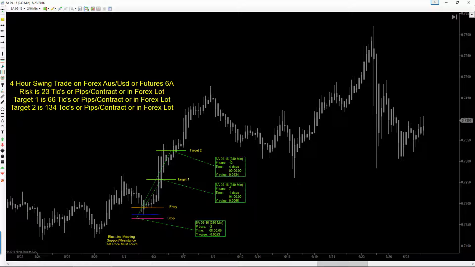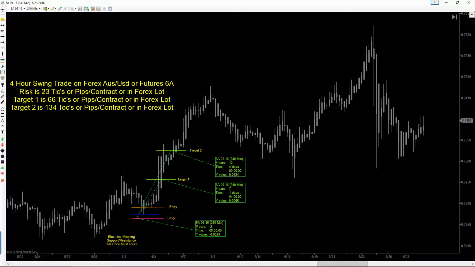Right here we have a 6A chart, that is Aussie Dollar futures. It's very similar to spot Forex, but the price is just a little bit different if you compare it at the same time. This is a 4-hour chart, or 240 minutes, that you are seeing here. This is a beautiful example of a swing trade. Right here we're going to use target 1 as more than 2-to-1. It's almost 3-to-1 reward to risk.